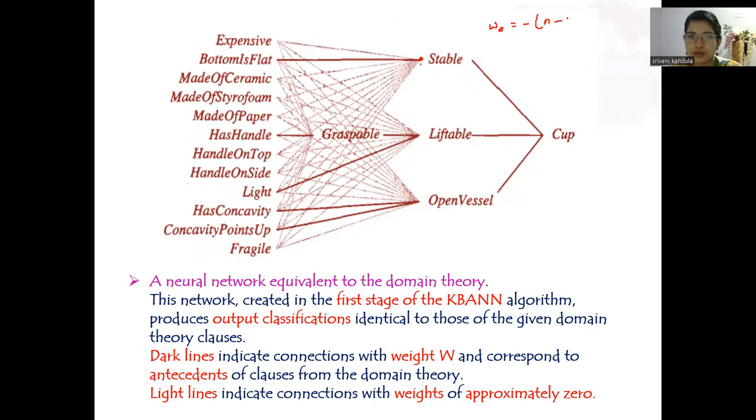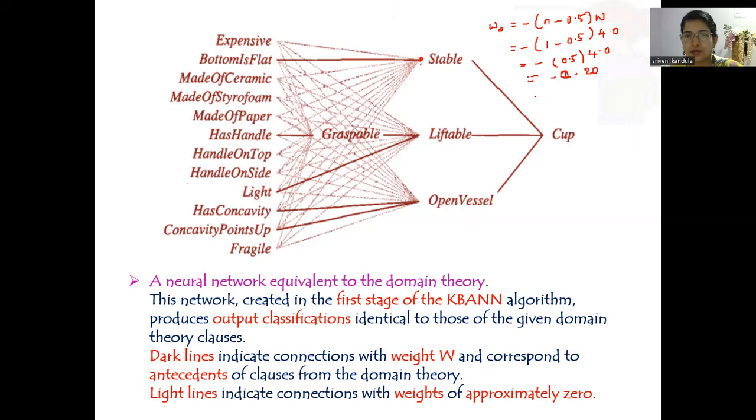It is given as minus of n minus 0.5 multiplied with W. This W value is taken as 4.0, which is the value given by the KBANN algorithm. If you want, you can take some other value as well, but that might take more passes to stabilize your network using back propagation. Here, how many positive non-negated ones are there? Only one solid line. So n is 1, and 1 minus 0.5 gives 0.5 multiplied with 4.0, which gives a value of minus 2.0.